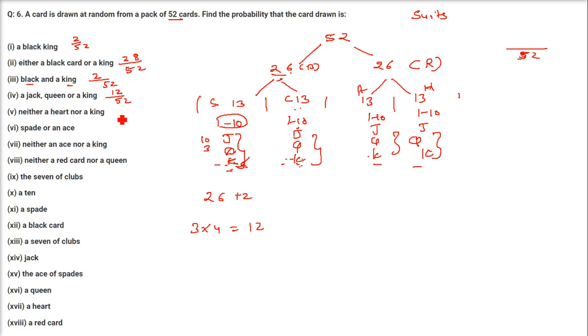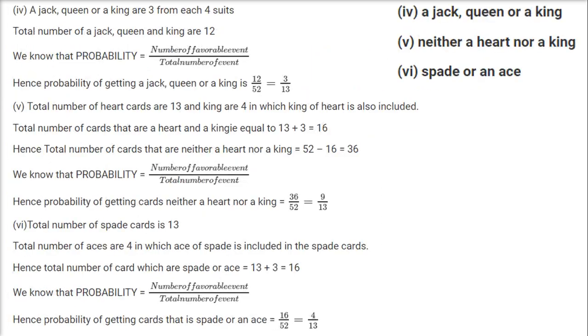Neither a heart nor a king. So it shouldn't be a heart and it shouldn't be a king. For that, what will we do? Neither a heart nor a king. So there are two possibilities, right?